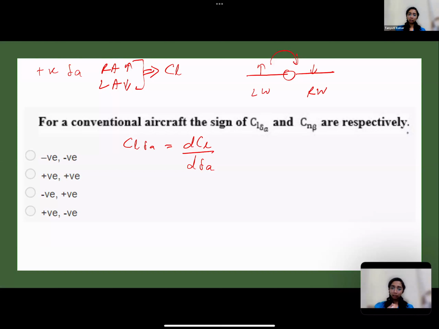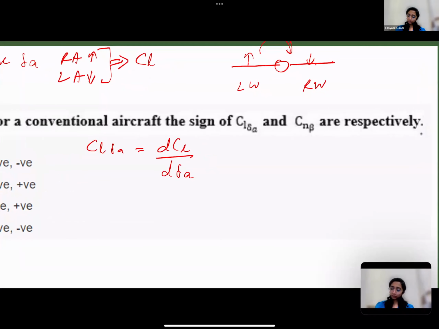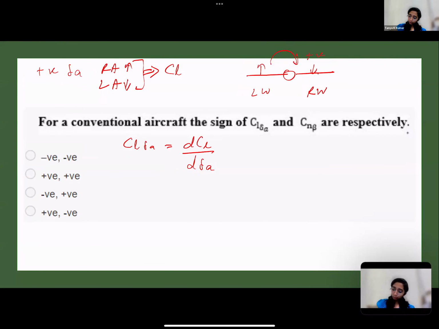Put your thumb along the roll axis, your fingers curling. Positive, exactly. So this produces a positive L or rolling motion. So positive delta A gives you positive CL. So this is greater than 0. Correct?